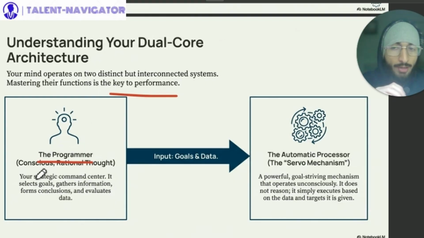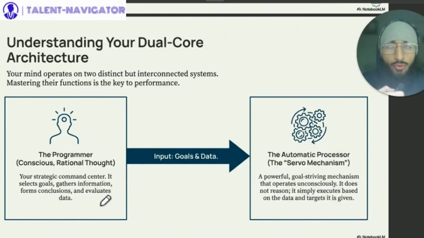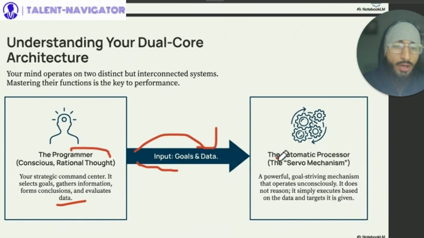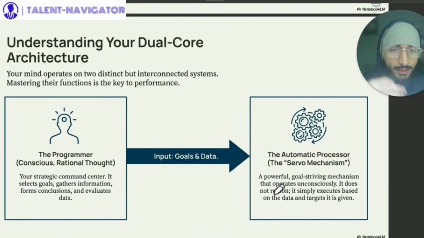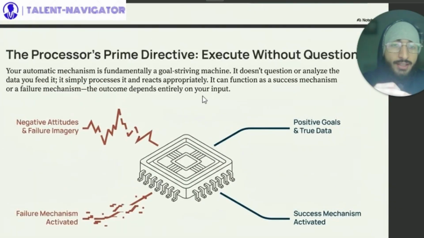Firstly, we have the programmer, that is the conscious and rational thought, your strategic command center. It selects goals, gathers information, forms conclusions, makes insights, and evaluates the data. And this serves as the input to our automatic processor, that is the servo mechanism, a powerful goal-striving mechanism that operates unconsciously or involuntarily. It does not reason; it simply executes based on the data and targets it is given. So the processor's prime directive is execute without question.